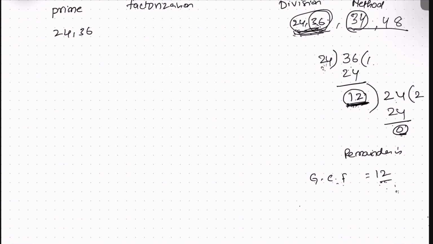So the division method, as we see, is good. It is easier if you have two numbers, but if you have more than two numbers, you have to continue this process again and again. So when you have just two or three numbers, just use the division method. If you are given multiple numbers, like four or five numbers, to find the GCF, then the division method is not advisable. Just use the prime factorization method.